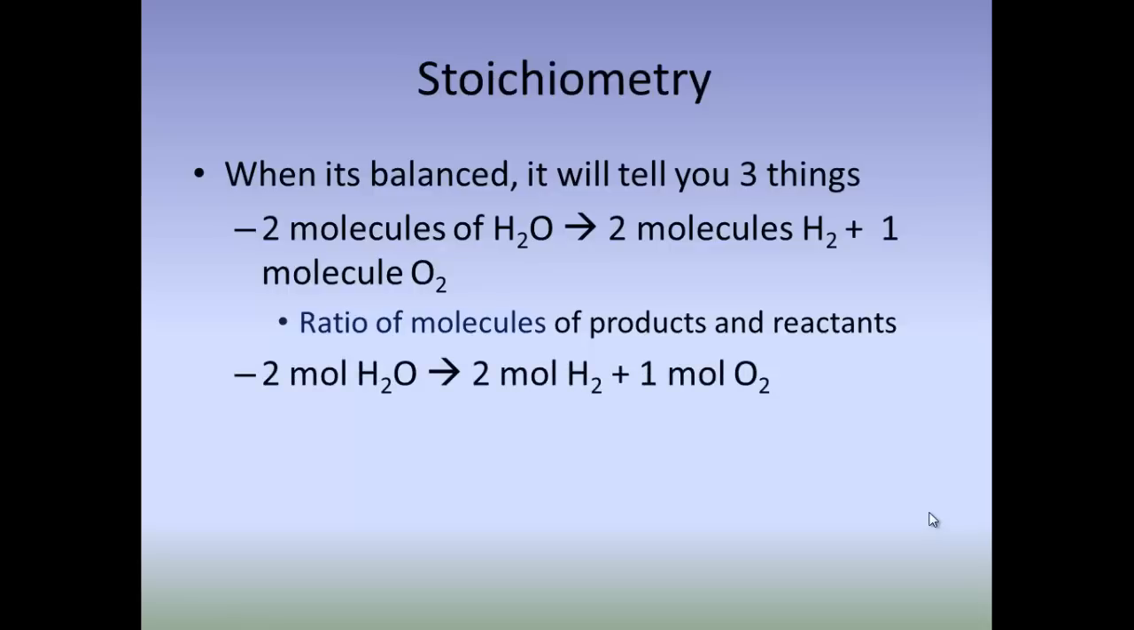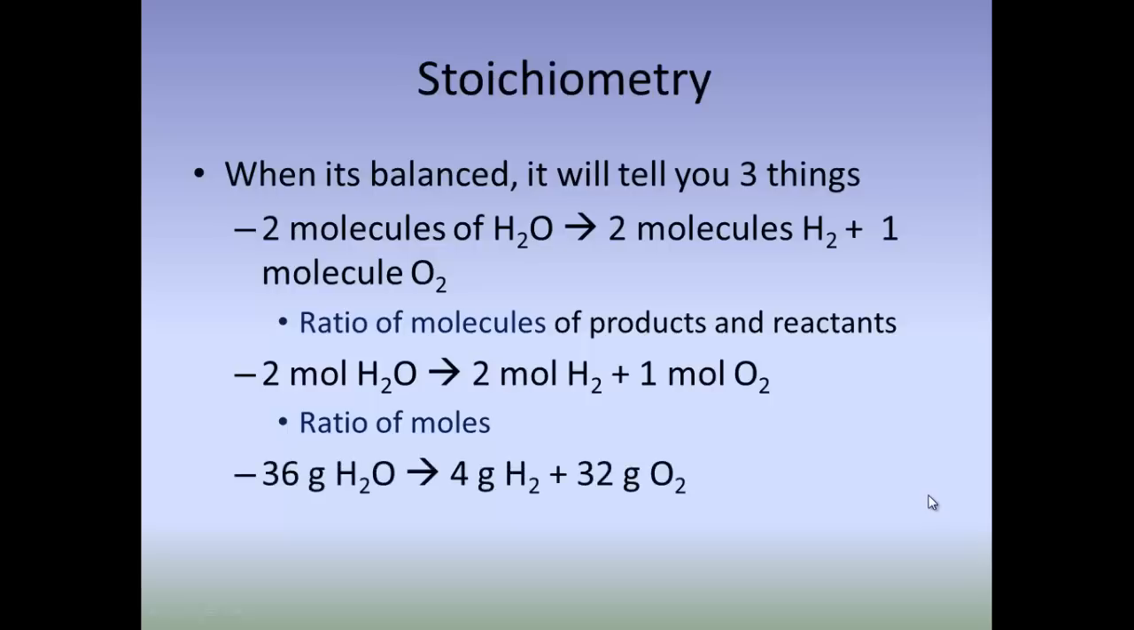You can also use it as a ratio of moles. Those numbers in front also can represent moles. 2 moles of water produces 2 moles of hydrogen and 1 mole of oxygen. And this is the ratio that we'll be dealing with today, the ratio of moles. And then next week, we'll get to learning about the ratio of mass.